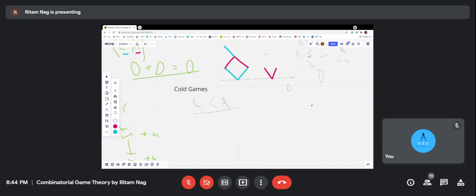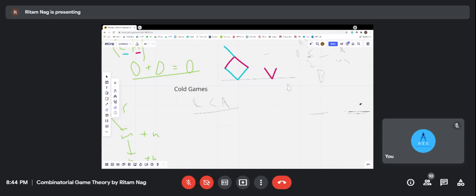You can't compare games like star n, because star n does not have the same kind of addition. It does not make sense to compare star m and star n, because if you add star n to both of these values, then star m plus star n is actually winning, but this is losing. Whereas if you add star m, then this one will be winning and this one will be losing. So it's different for different situations. But for cold games, it's going to be better no matter what the situation is. That's the idea.